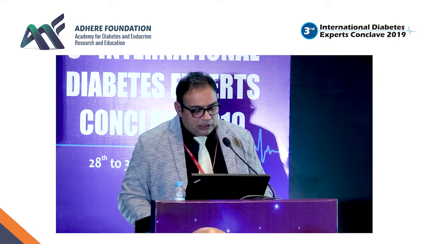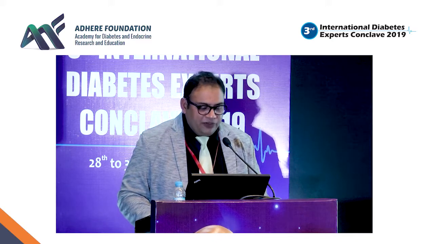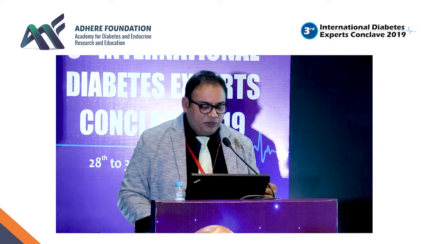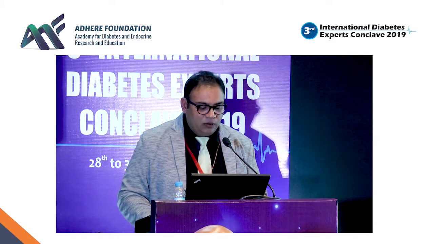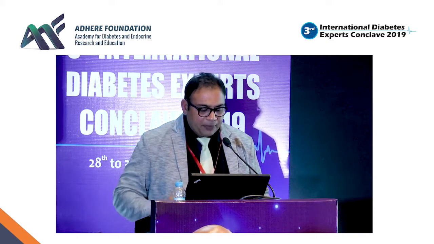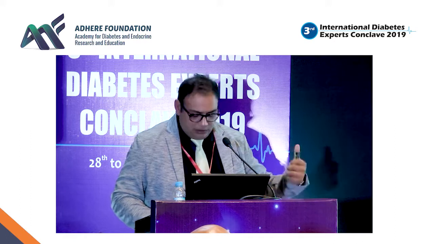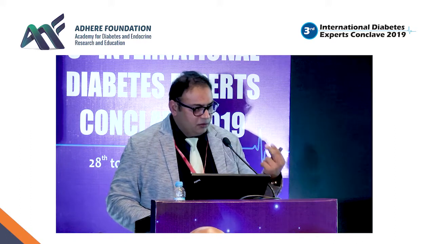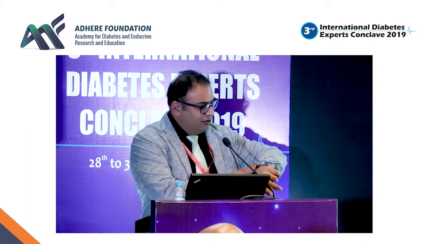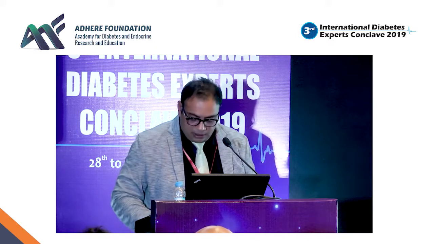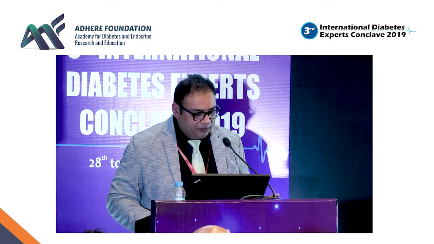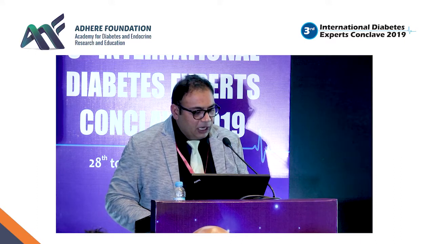Glycemic control specifically is done with the help of insulin. HbA1c should be less than 7 to 6.5, fasting 70 to 130, average should be 110 to 140. Postprandial should be less than 180. Insulin, basal bolus regimen, blood pressure.